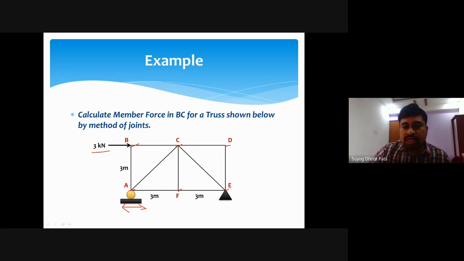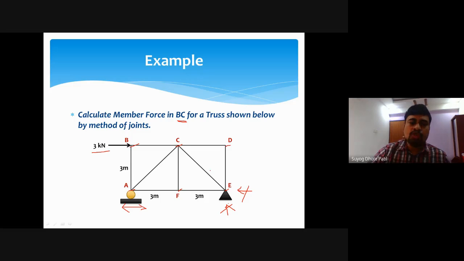Then at joint E there is a hinge support. Horizontal movement is not possible and vertical movement is not possible; only rotation is possible. Now we have to analyze this truss for member BC. We have to find the member force in this member BC.